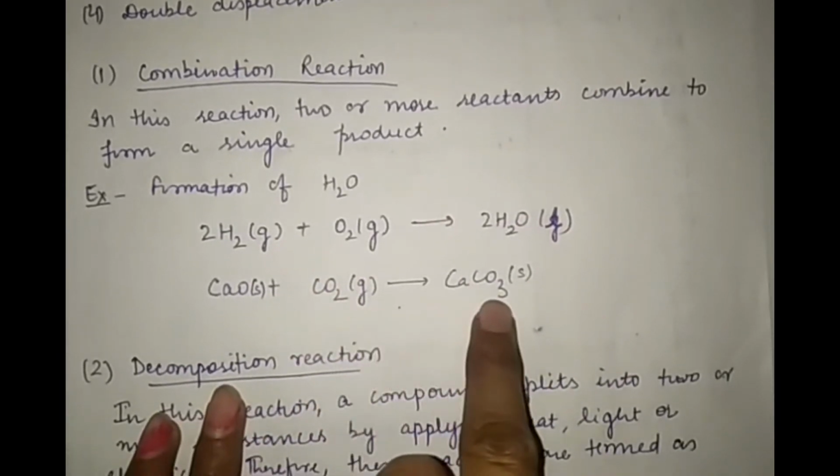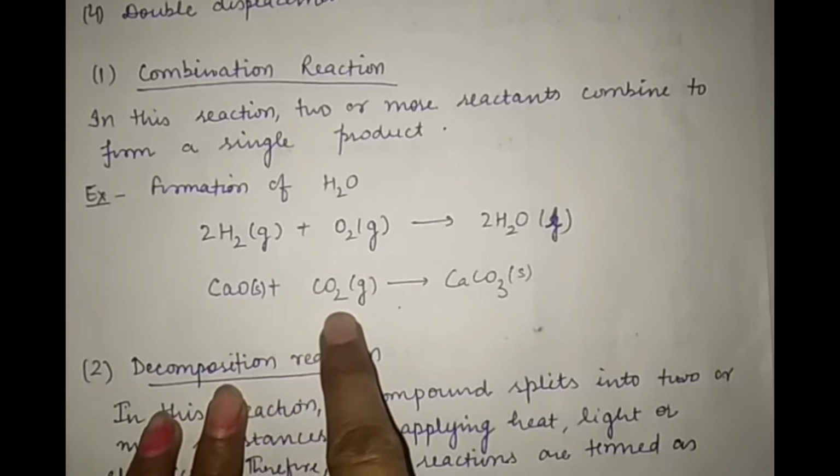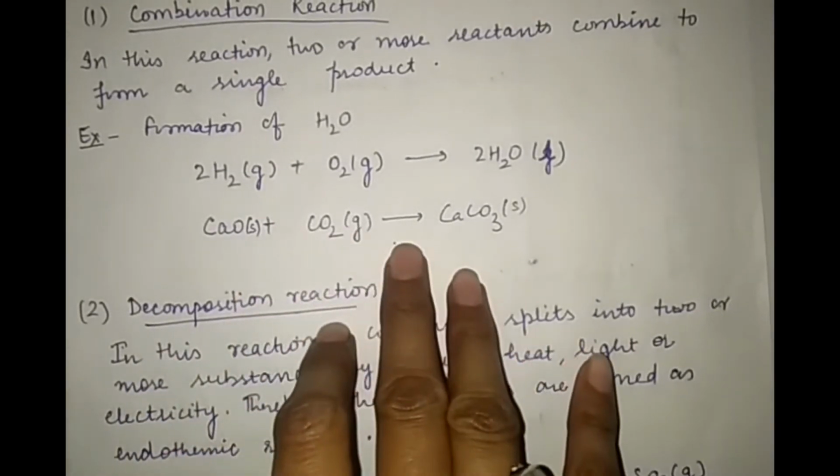Similarly, the formation of limestone is also a combination reaction, and the formation of limestone takes place by the combination of quicklime, that is calcium oxide, with carbon dioxide. So it is an example of combination reaction.